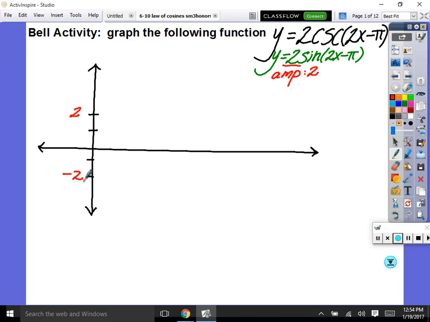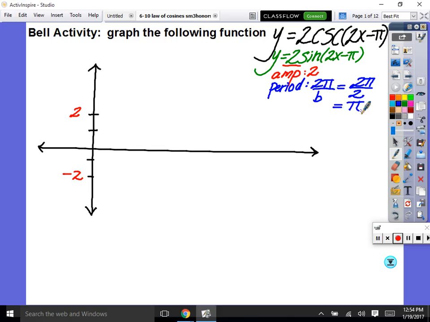We would label that. Next, we would look at our period, which means the physical length of one cycle. The period for sine is 2 pi divided by b, right? B is what's in front of x, remember? So that's 2 pi divided by 2, which simplifies to pi. So the physical length of 4 tick marks on this is pi, everybody. One full cycle is going to be pi.